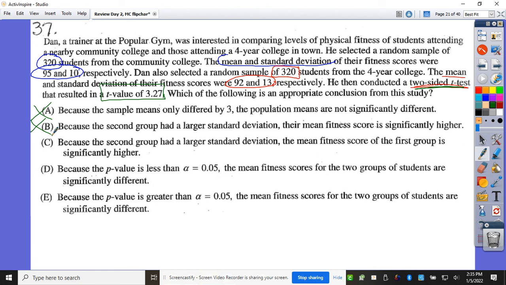C says the same thing but opposite. Because the second group had a larger one, the mean of the first group is significantly larger. Standard deviation alone tells you nothing about mean. So now we're down to D and E with no math. One of them says p-value is less than alpha, one of them says p-value is greater than alpha. I have all of my information to be able to find my p-value, and I'm actually going to do that in a second, but I don't really need to. Everything after the comma is exactly written the same. The mean of the fitness scores for the two groups are statistically significant.